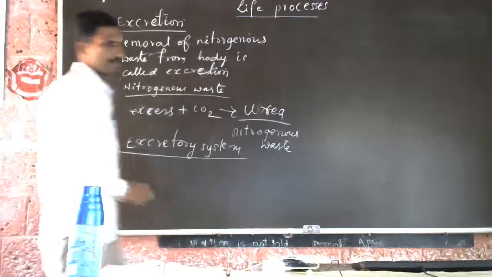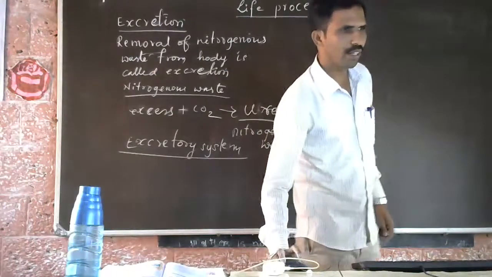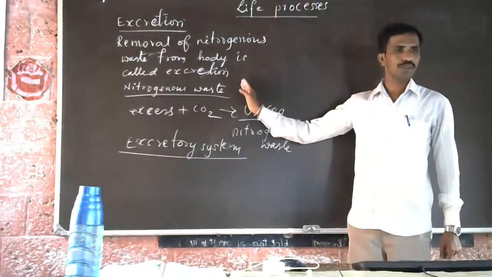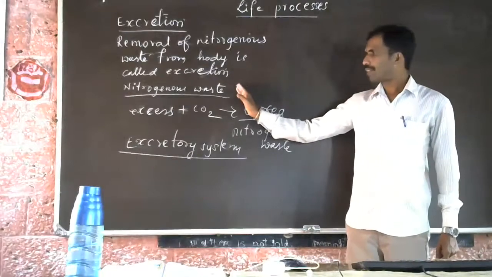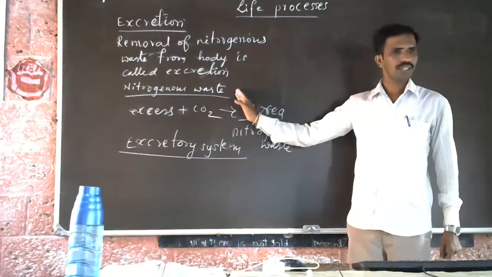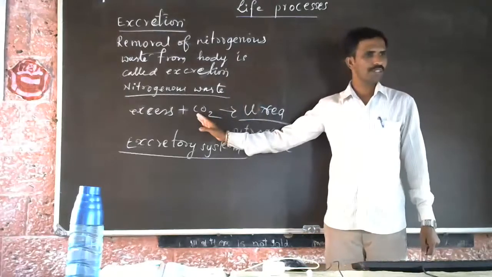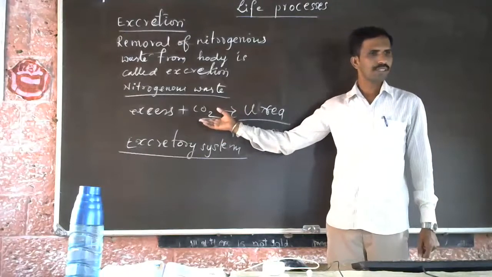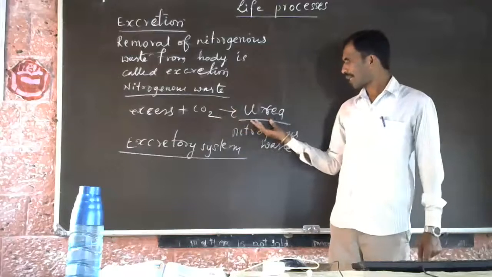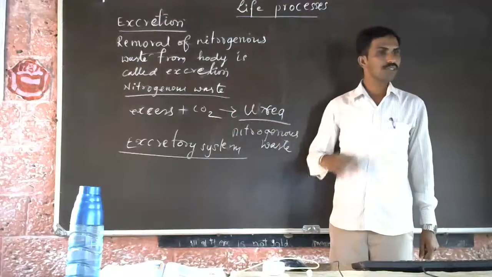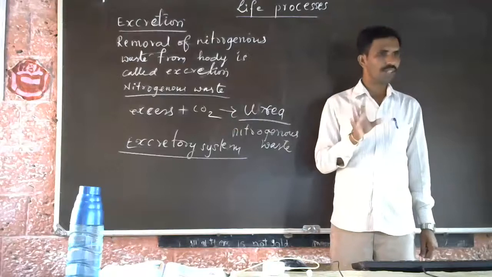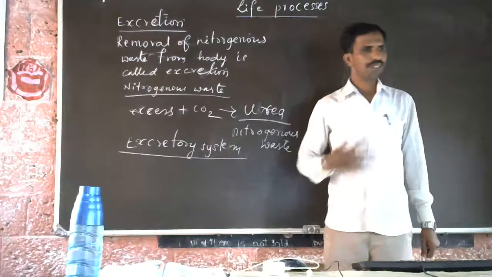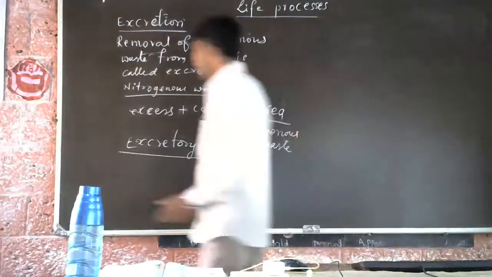Excretory system. I hope you are getting my point. Removal of nitrogenous waste from the body is called excretion. This nitrogenous waste is produced when excess protein present in the body is converted into urea by reacting with carbon dioxide. That urea is nothing but nitrogenous waste. It is removed in the form of urine by a system present in the body, that is the excretory system.